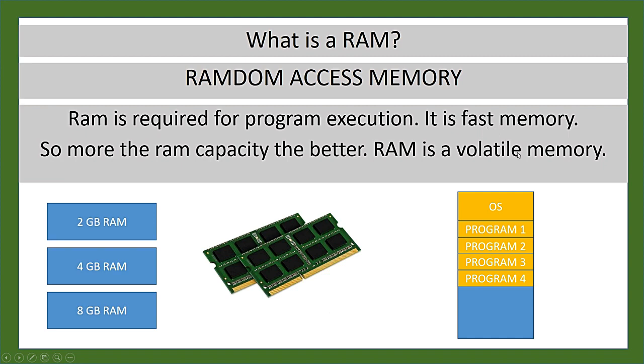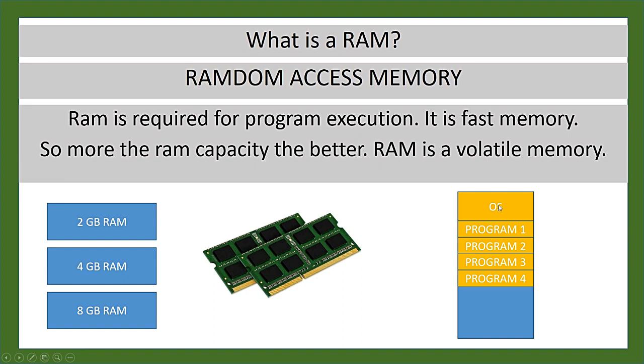So what do you mean by volatile memory, students? Volatile memory means a memory which will retain the data till the point there is a power supply to it. If there is no power supply, the data will get erased automatically. Okay, so that is volatile memory. If you look at this diagram over here, I've shown program 1, program 2, 3, 4, and there is something called OS also over here. Now, why do we have OS over here? Even that we will come to in the next slide.